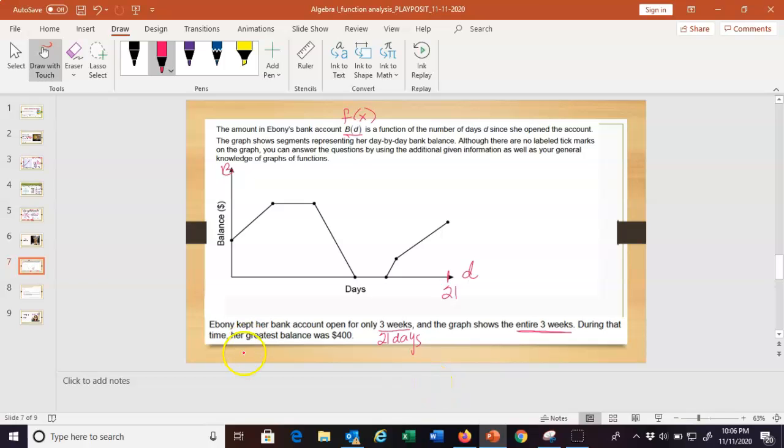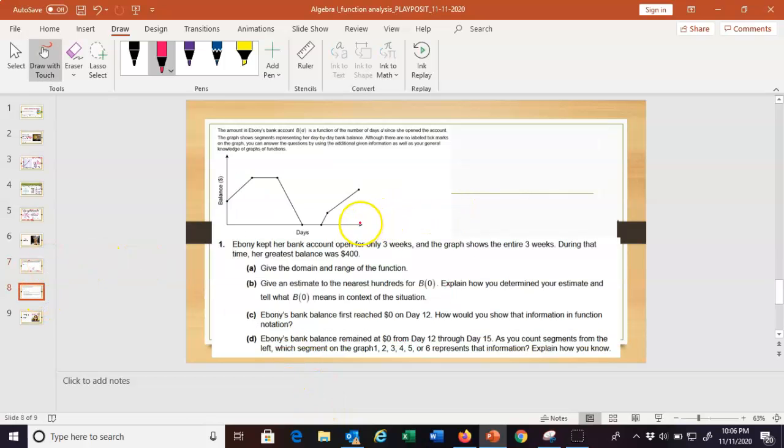Also, it says during that time, her greatest balance was $400. So the largest B value, or the Y value, is 400. It's going to be about here. That's the highest point of that graph, $400. So we've already got 2 really good pieces of information just from that first sentence. Let's go to the first question. So here I'm going to label this again, 21 and $400.